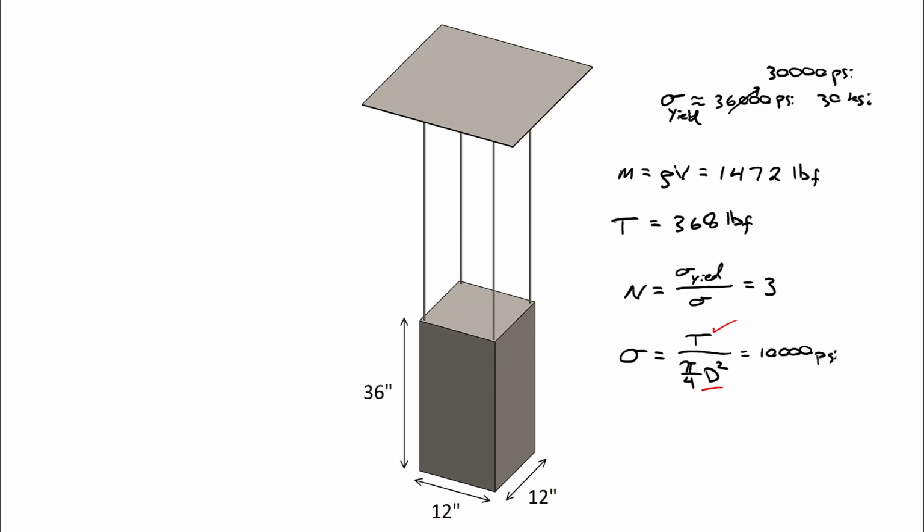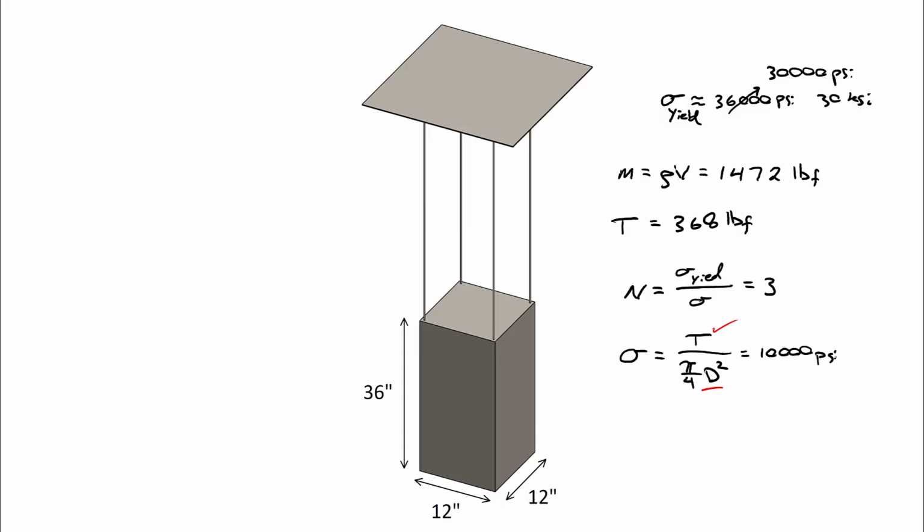So if I know the load in each one of the rods has got to be 368 pounds, 1,472 pounds divided by 4, I'm trying to find the diameter such that the stress will equal 10 ksi. What's that diameter? So 368 divided by pi over 4 d squared is equal to 10 ksi. What's that diameter?